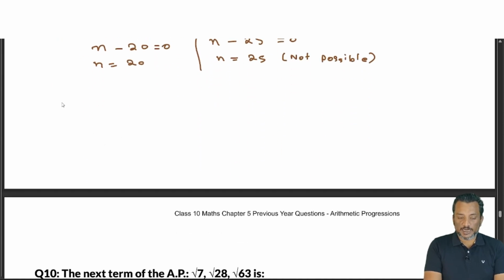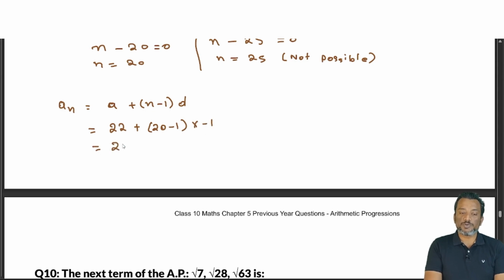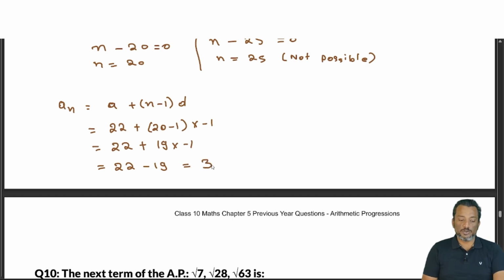So based on that we can say a_n is equal to a plus n minus 1 into d. So a1 is given 22, plus n is given 20, minus 1, times minus 1. So you will get how much? 22 plus 19 times minus 1. So you will get 22 minus 19, which means in the last row you have 3 logs. Hope you understand. Now this way you have to solve.